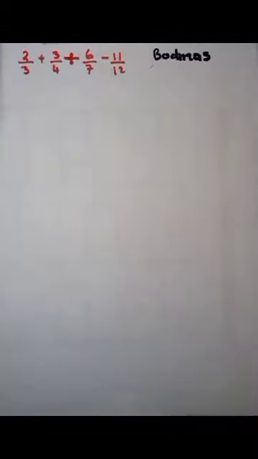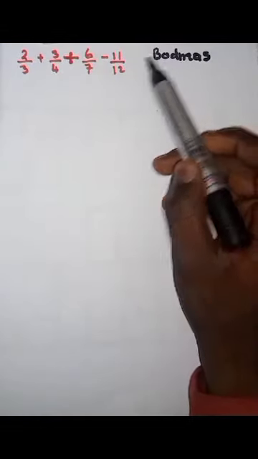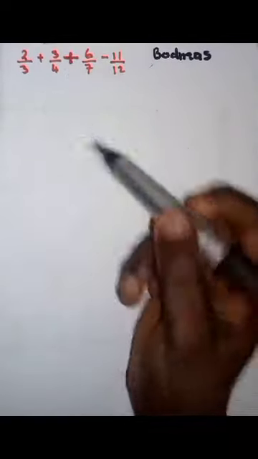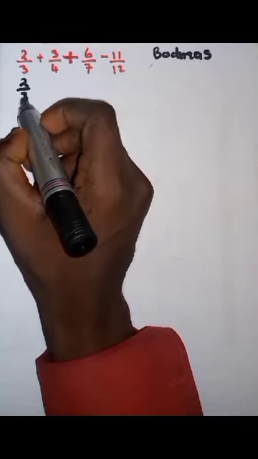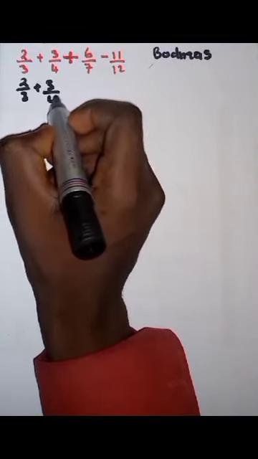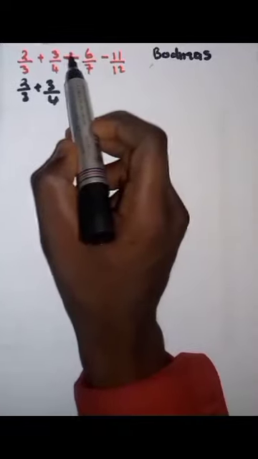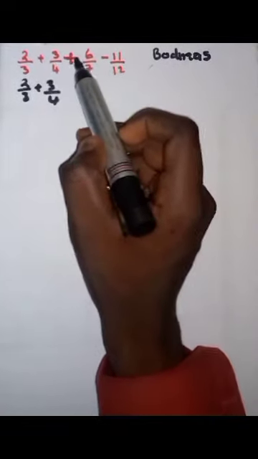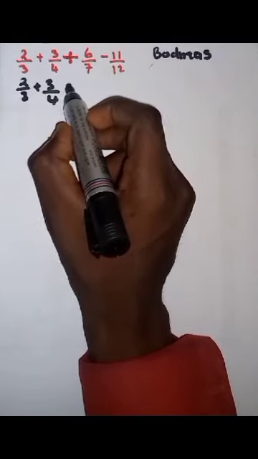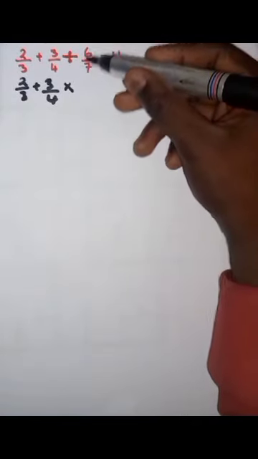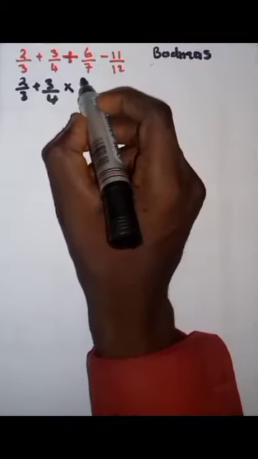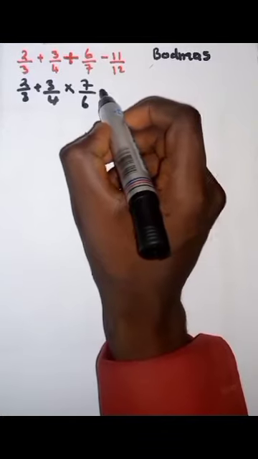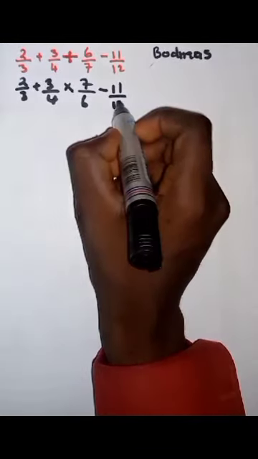There's no bracket here, so we skip to the next. Then the O stands for of. Since there's no of here, we also skip to the next. Then division. There's division here, so we have to evaluate the division. To do the division, we copy 2 over 3 plus 3 over 4. Since there's division here, I'm simply going to change from division to multiplication, and then invert the divisor. So I'm going to have 7 over 6, then minus 11 over 12.